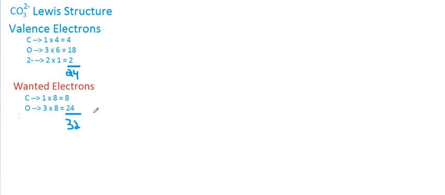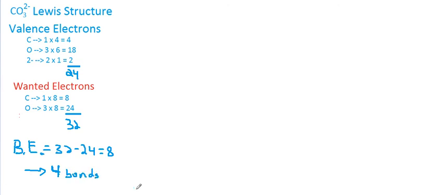Now, since we have a desire to have more electrons than we actually have valence electrons, what we can do is engage in bonding to share electrons and meet those needs. So bonding electrons are just going to be the difference of these two numbers. They're going to be 32 minus 24. That's equal to 8. So that's 8 bonding electrons. And we would predict that's actually 4 bonds, because each bond is 2 bonding electrons.